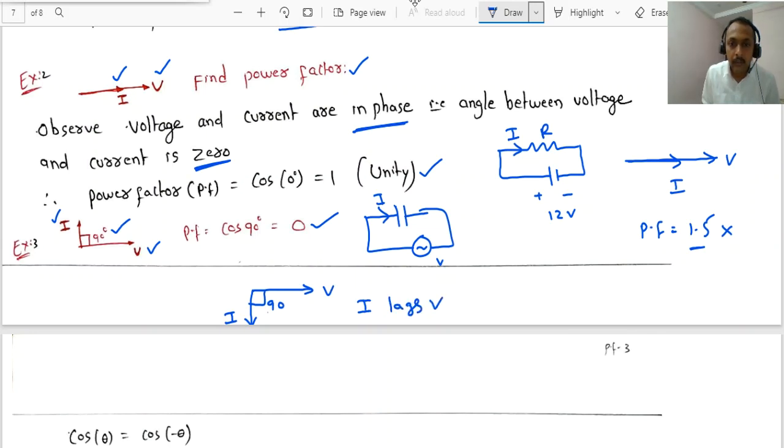Here I lags V. This will be the case for an inductor. For an inductor, if you have applied some voltage and some current I is flowing, this will be the case. The angle between voltage and current will be 90 degrees. I lags V, pure inductor, by 90 degrees. Then also the power factor will be cos 90, 0 only. Clear?